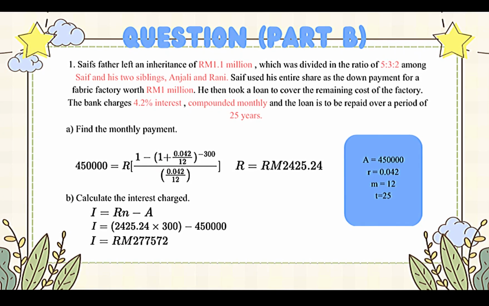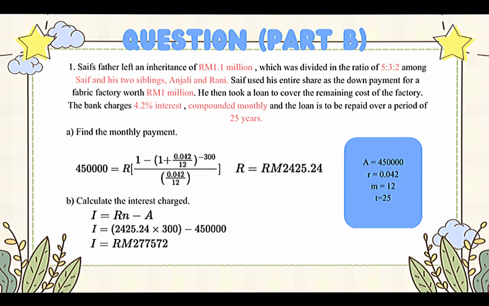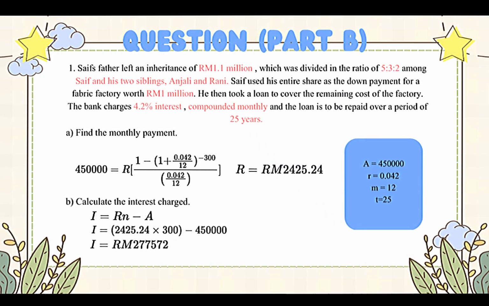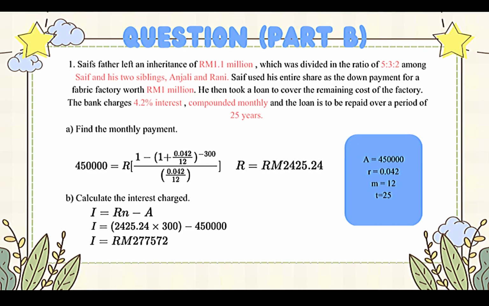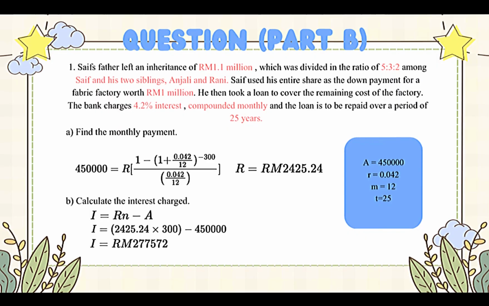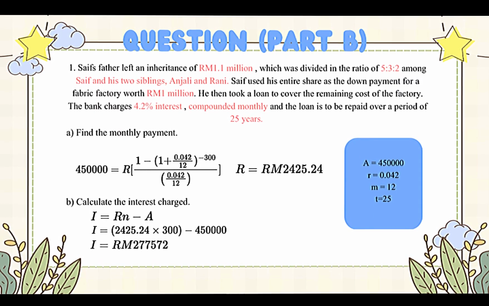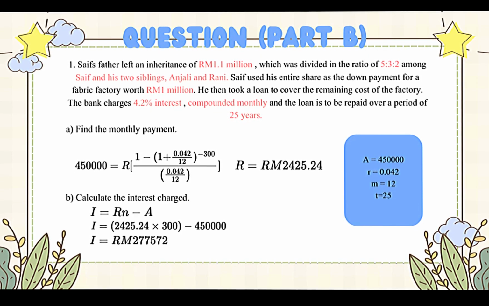To identify the key details, we need to know how much Saif's inheritance money is, which is by dividing the 1.1 million ringgit by 10 and then multiplying it by 5 to get 550,000 ringgit for Saif. To know how much he loaned, we need to subtract 550,000 ringgit from the factory cost, which is 1 million, to get 450,000 ringgit for our A, and then the interest rate charge of 4.2%, which we need to convert to 0.042, and m equals 12, and 25 is our T.